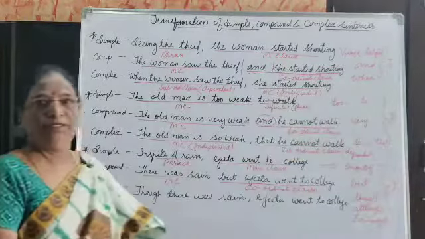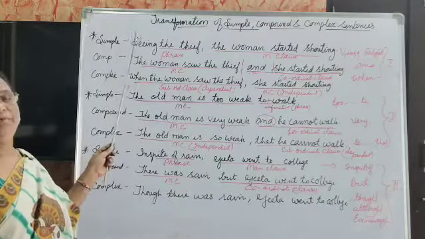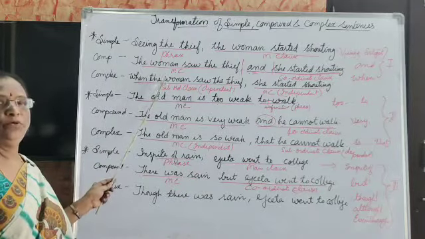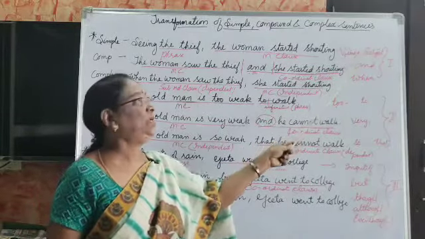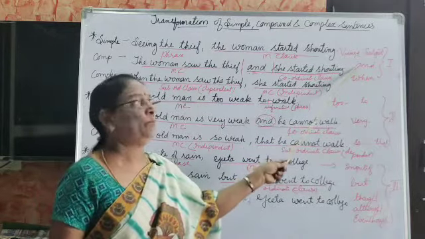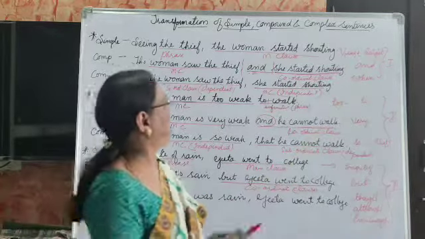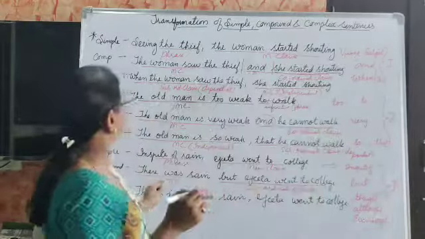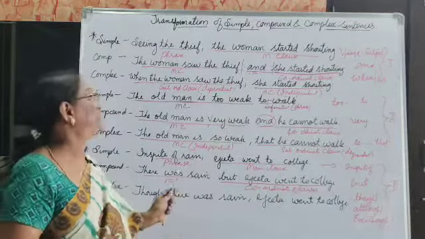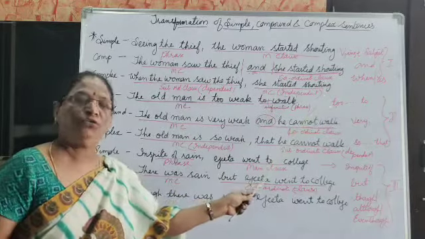There is a rule to change from simple to compound to complex. When we see verb-ing plus subject in simple, we use "and" in compound, and sometimes we can use "when," and sometimes we can use "as" also. As the woman saw the thief, she started shouting. We can use "so" also.